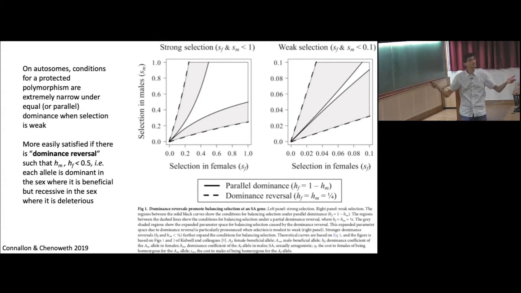Which on the one hand might seem really weird, right? Why is it that one allele would be dominant in one sex and the other allele would be dominant in the other sex? Which is why people largely ignored that possibility for many years.